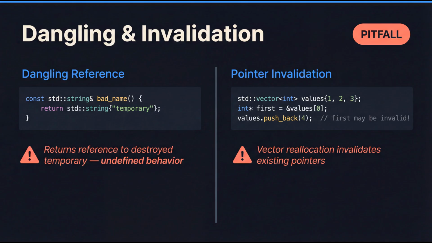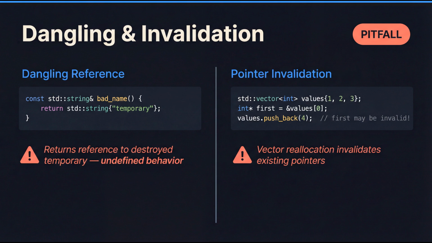2 concrete examples of lifetime bugs. First, a dangling reference. This function returns a const string reference, but the string it refers to is a temporary created inside the function. As soon as the function returns, that temporary is destroyed. The caller receives a reference to dead memory. This is undefined behavior. The fix: return by value, not by reference.